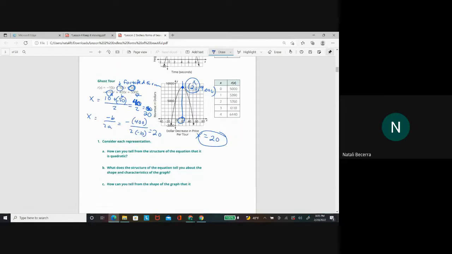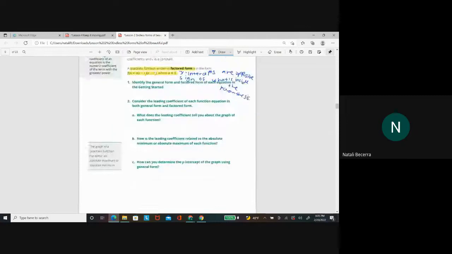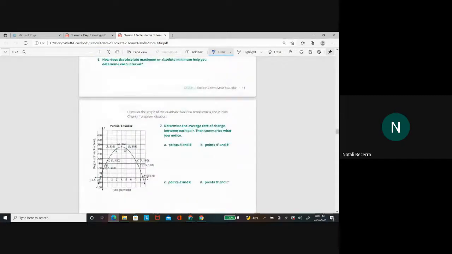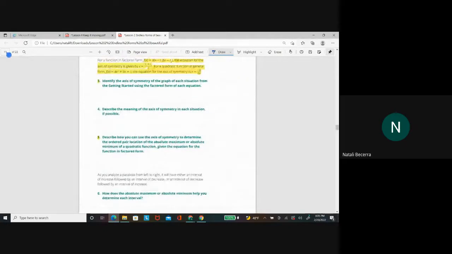Okay. All right. I think we finished. Let me make sure. Describe how you can use the axis of symmetry to determine the ordered pair. Okay, yeah, that one we don't really have to write it down because we already showed how we can do it, right? Just look at the vertex and that's it. Look for the x value of the vertex. And that lets you know that that's your axis of symmetry.